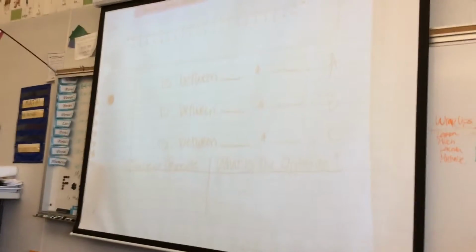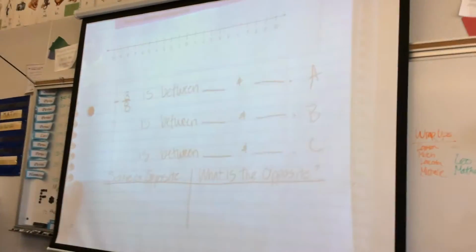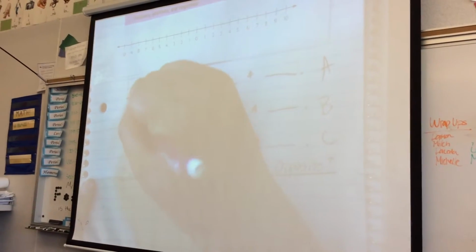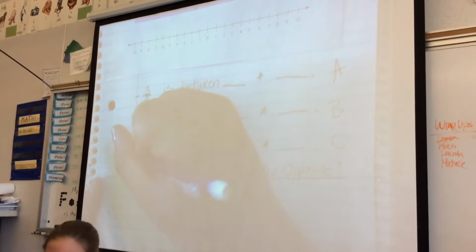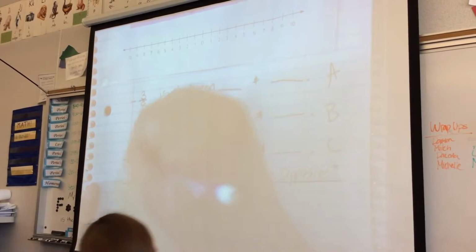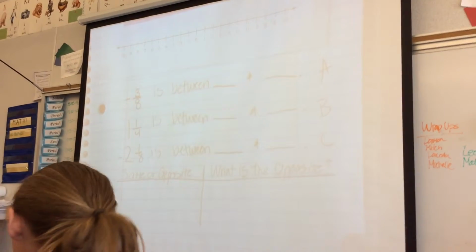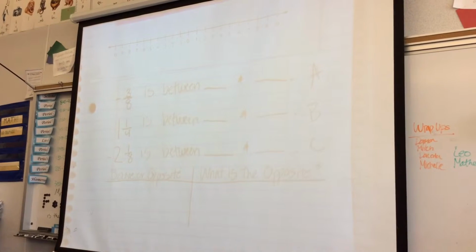Three rational numbers, okay? Your first rational number is -3/8. Your second rational number is 1 and 1/4. And your last rational number is -2 and 1/8. Okay? So I have these rational numbers right here.